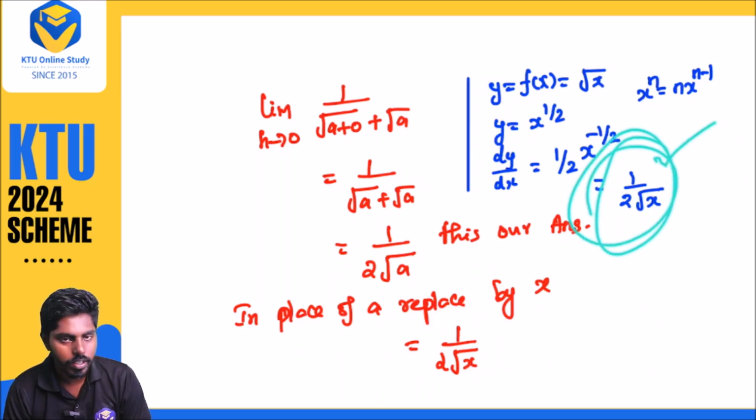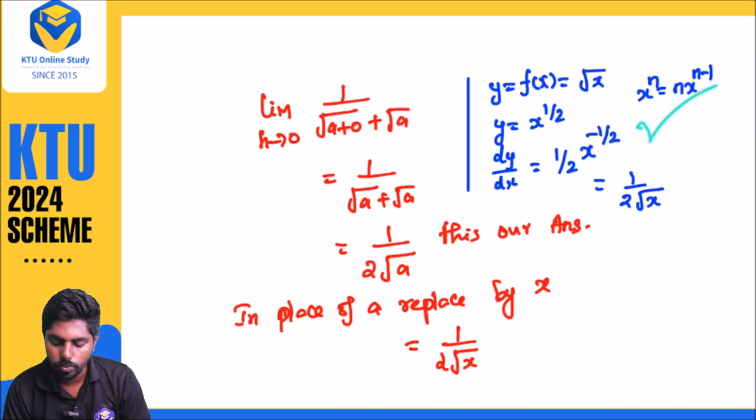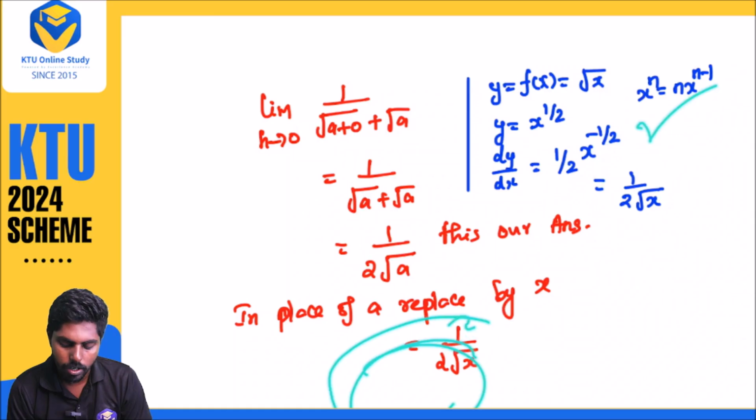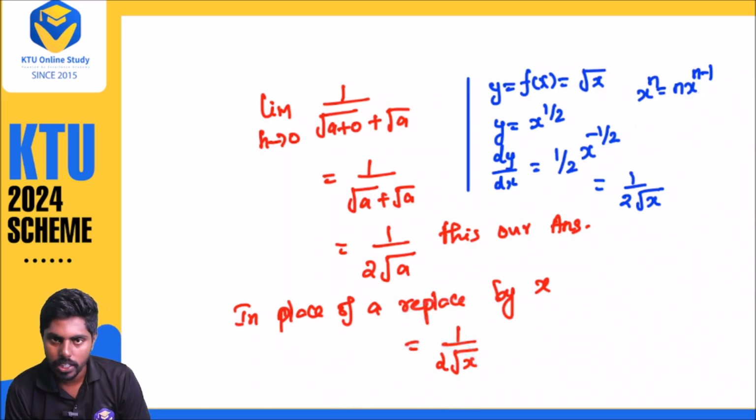So for that kind of question you will be getting 2 marks. And using first principle means maximum it will be a 3 mark problem or a 4 mark problem. Maximum it will be a 3 mark problem. So we will go to one more problem.